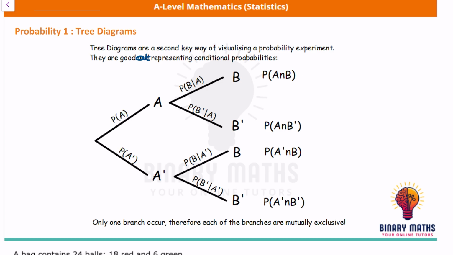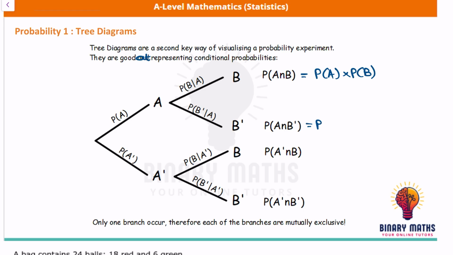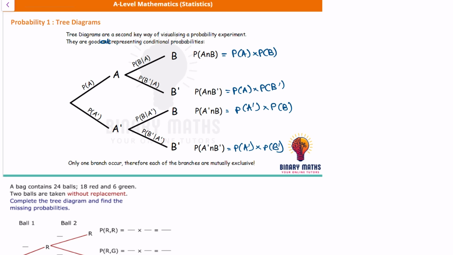Okay, if A and B are independent, then when you're traveling down the branch, you can just do the probability of A times the probability of B to get the probability of A intersect B. In a similar way, the probability of A intersect not B is the probability of A times the probability of not B. The probability of not A intersect B is the probability of not A times the probability of B. And the probability of not A intersect not B is the probability of not A times the probability of not B. And all this is true only if A and B are independent events.